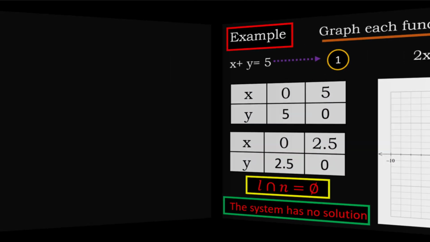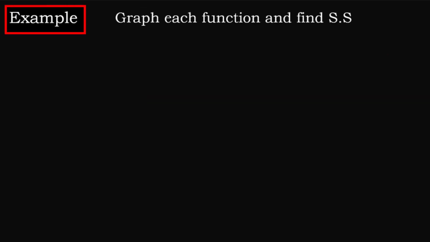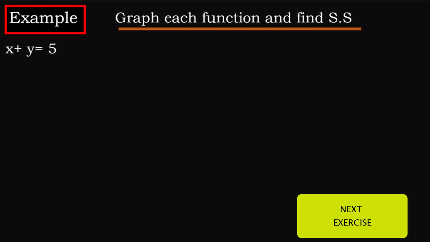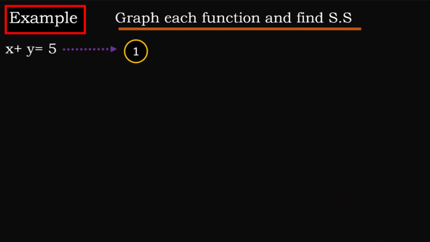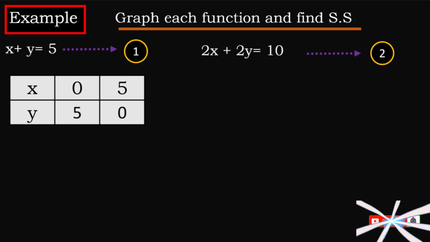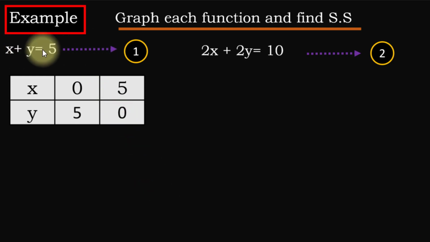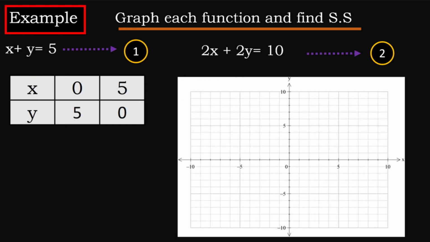Let's have another example. Graph each function and find the solution set. x plus y equals 5, the first equation. Second, 2x plus 2y equals 10. For the first equation, when x equals 0, y will be 5. When y equals 0, x equals 5. Okay, draw the first line through (0, 5) and (5, 0). So draw the line here.